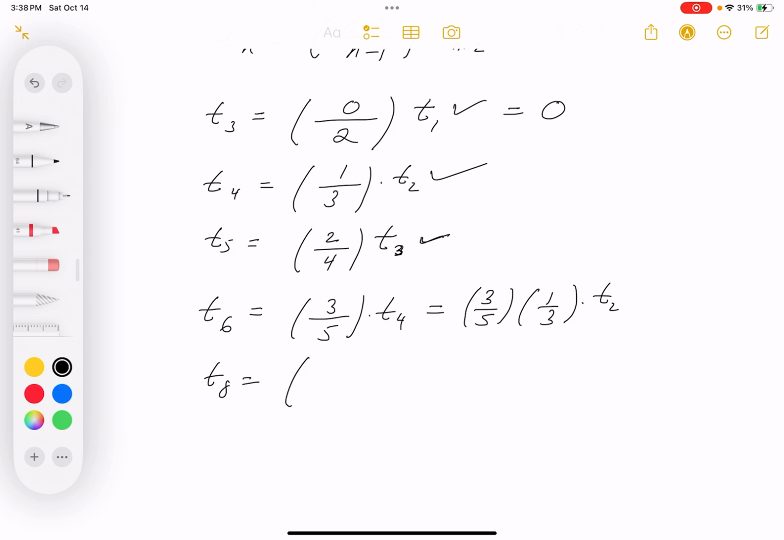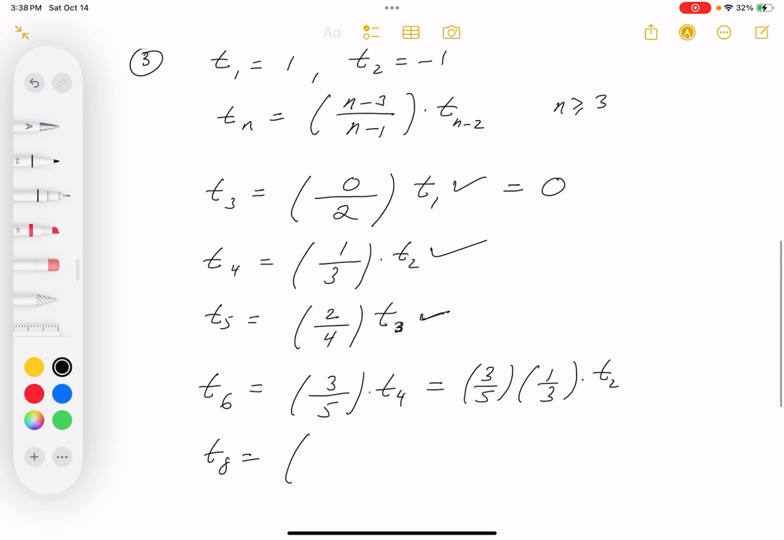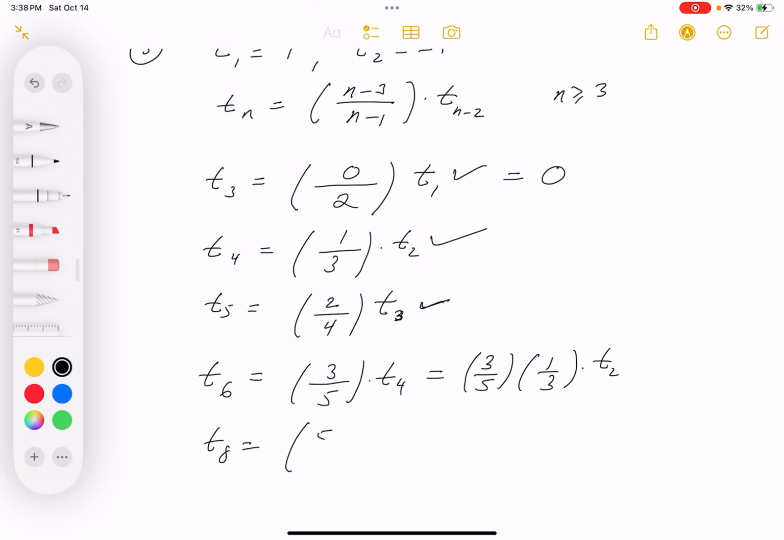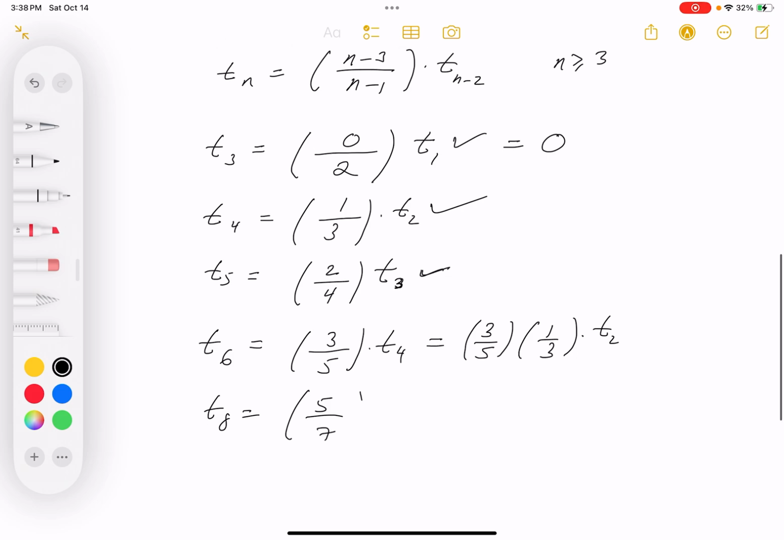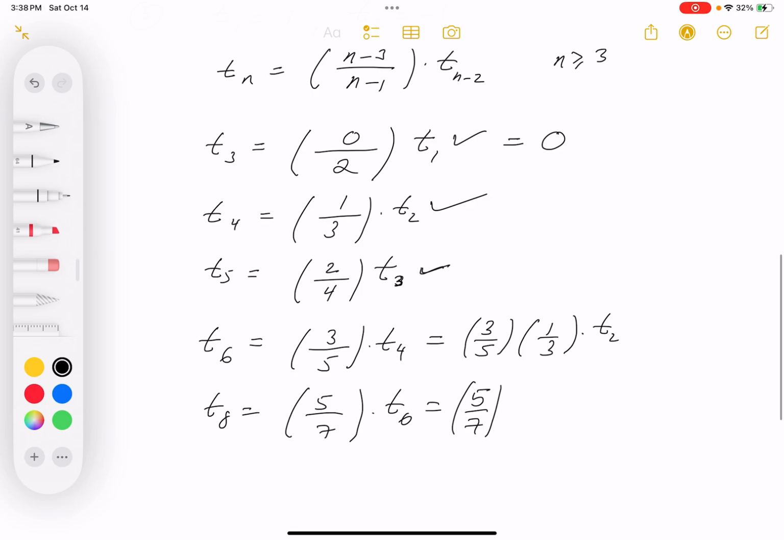And let's write down T8. Now, again, I'm hoping to see a pattern as I start to work in this over here. And what's that going to be? Well, it's going to be 5, and then n minus 1 would be 7. And then I get T6. Well, I know what T6 is. Let's write this down. 5/7 times T6. T6 is, I just did it. It's 3/5, 1/3 times T2. All right?